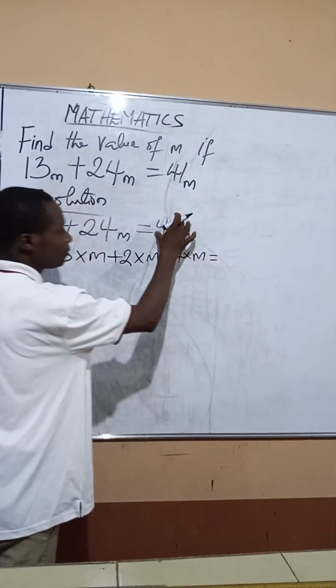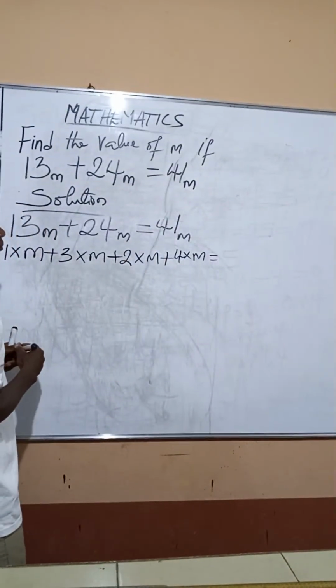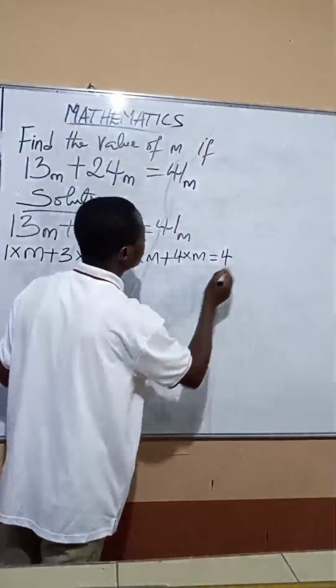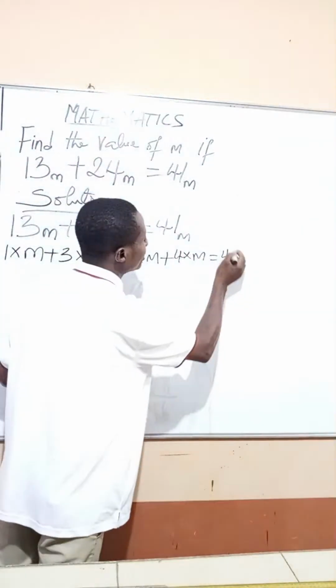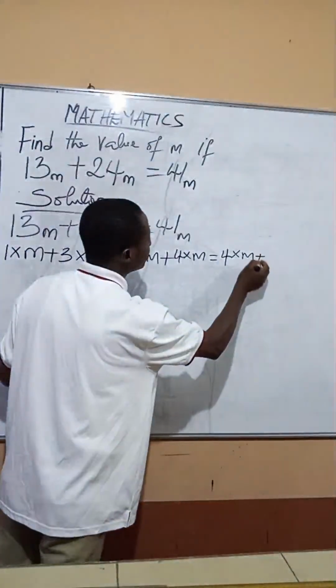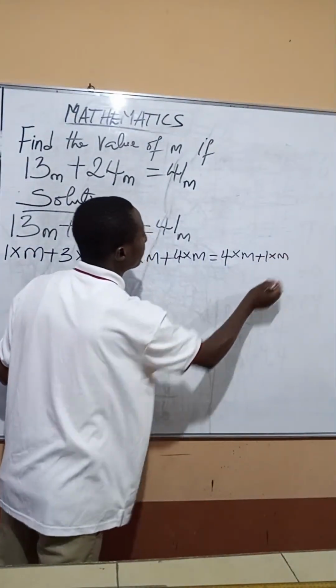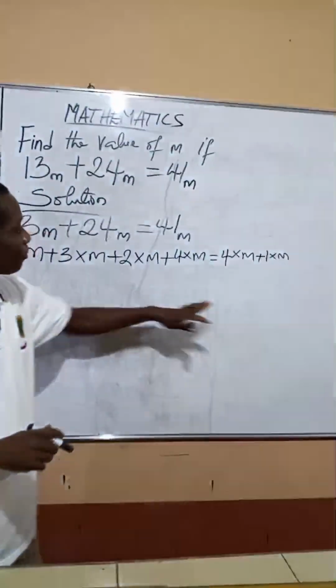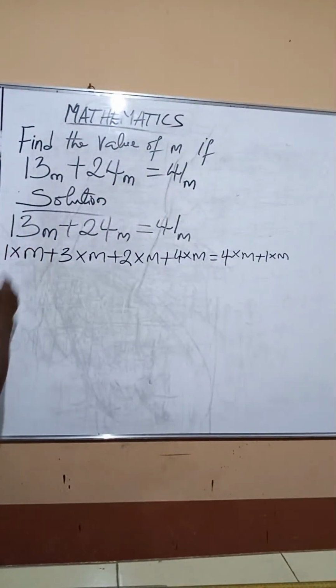We are not done yet. We are still going to handle the other one. This is 4, not 41, please. It's 4 times m plus 1 times m. I'm sure we can see this. Okay, now we proceed. Look at this.